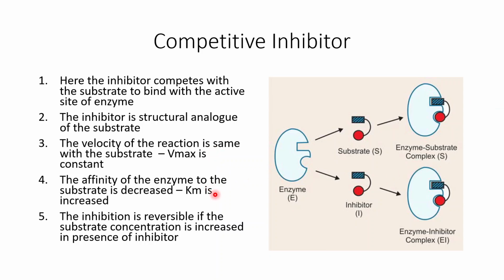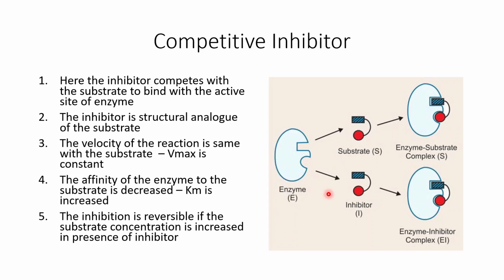The affinity of the enzyme to the substrate is decreased. So the Km value is increased. Now the affinity of the enzyme to the substrate is decreased. Why? Because the inhibitor also has a chance of binding with the enzyme. So the affinity of the enzyme with the substrate is decreased, and when the affinity is decreased, that means the Km value is increased.